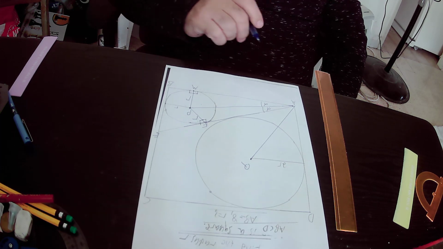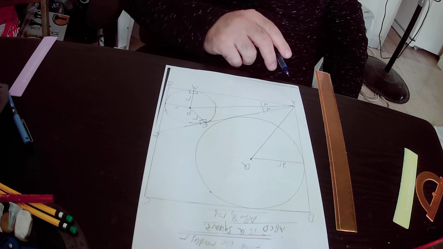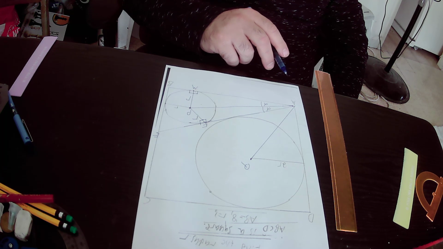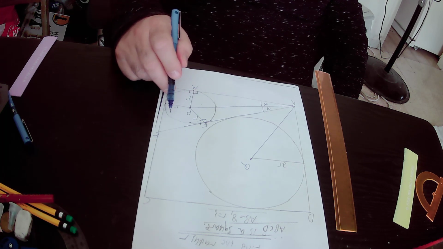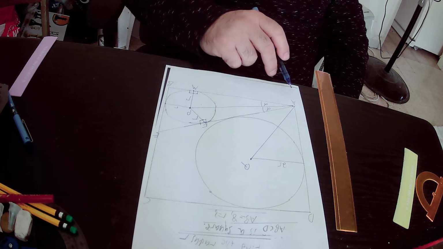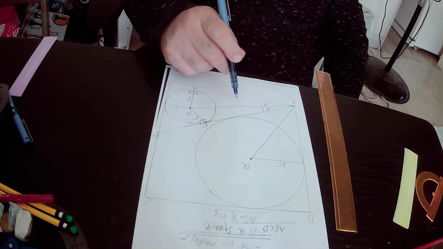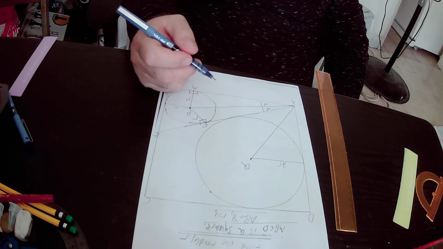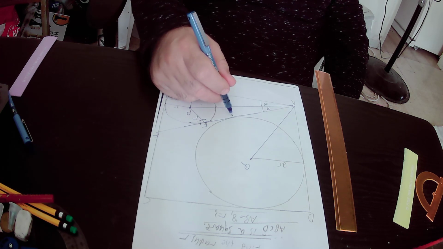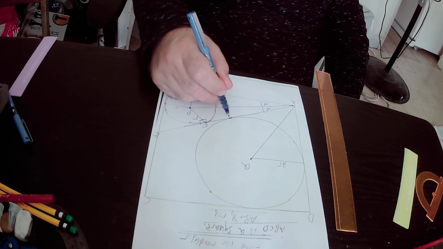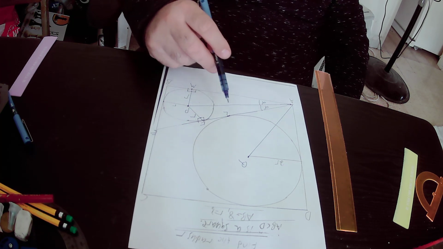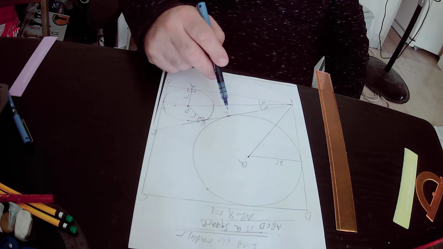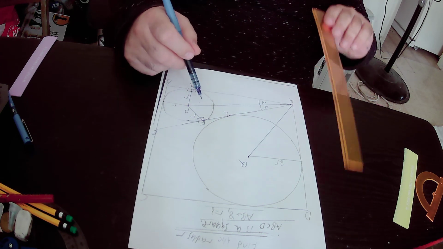We will define the touching point of the tangent AE with the big circle as point L, and we will join points Q and L by a straight line.